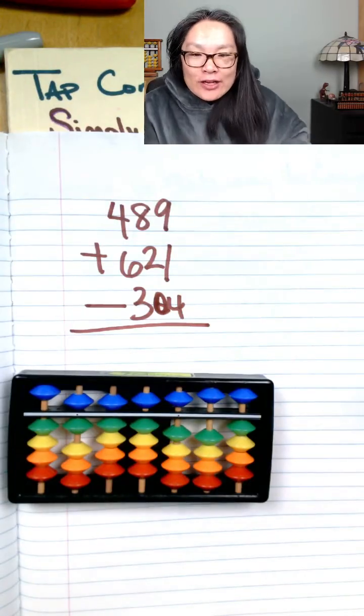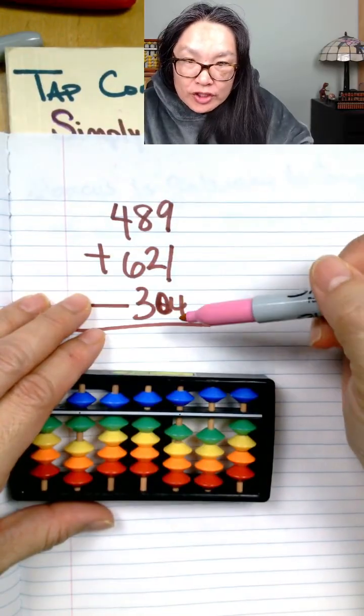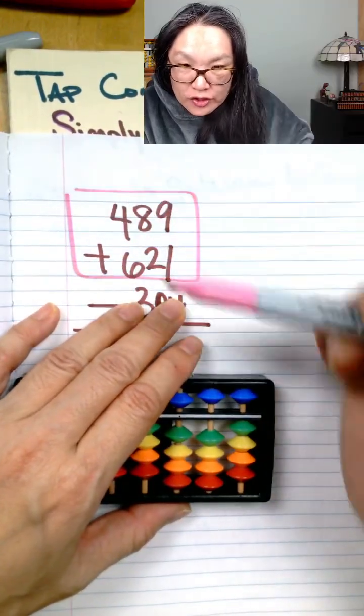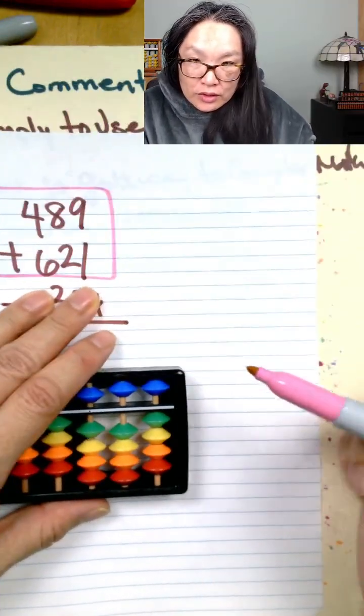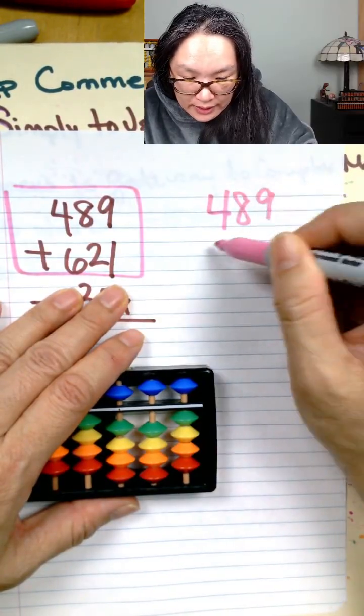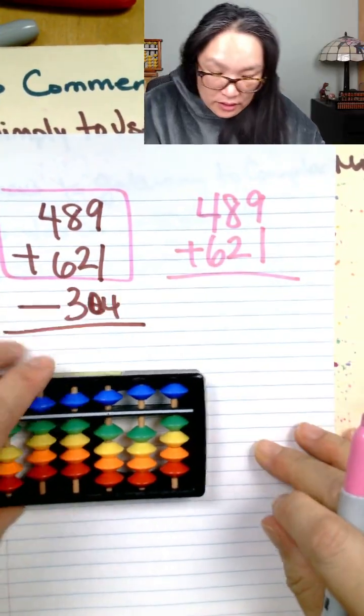Okay, so let me take it one step at a time. In abacus, we do more than just two addends, right? So, are we okay just to do the first two? So let me just do the first two: 489 plus 621.